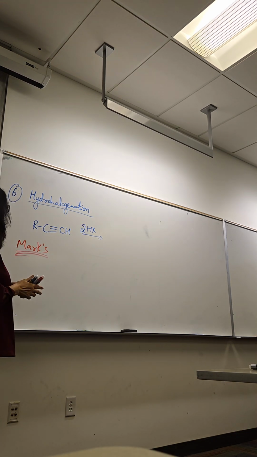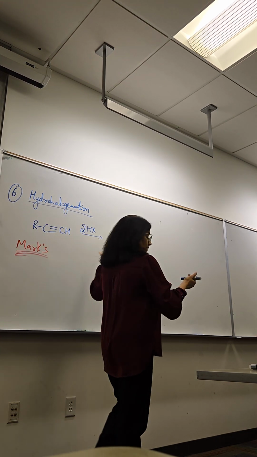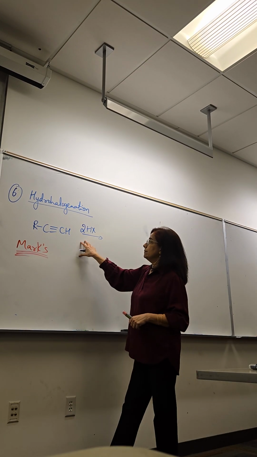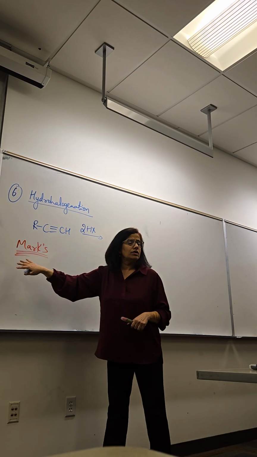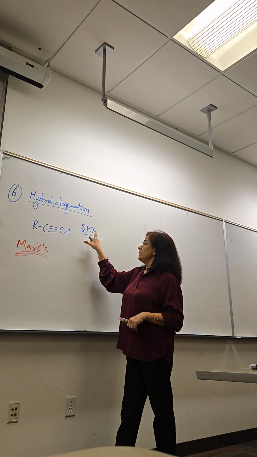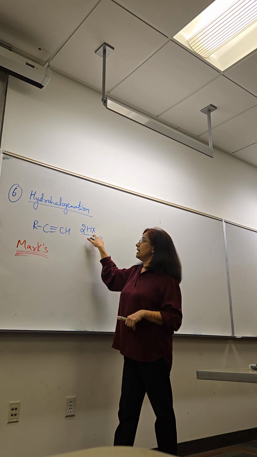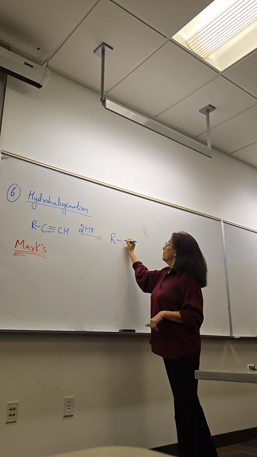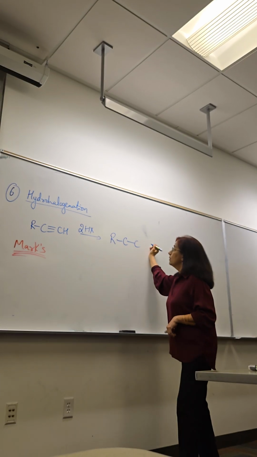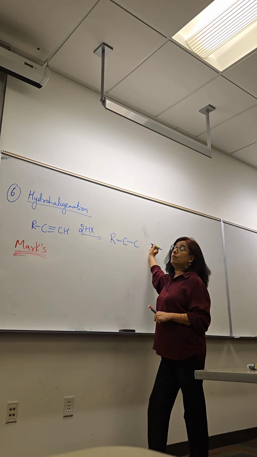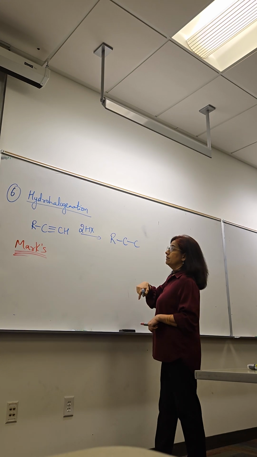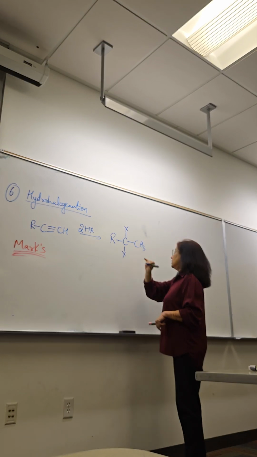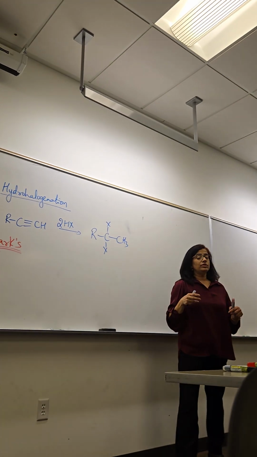So where would the hydrogen go and where would the halogen go? If it's following Markovnikov's rule, where would the hydrogen go and where would the halogen go? The halogen would go to the carbon that's more substituted. Which one is that? The left one. And the hydrogens will go here. Exactly. You end up with a geminal dihalide, so to speak.